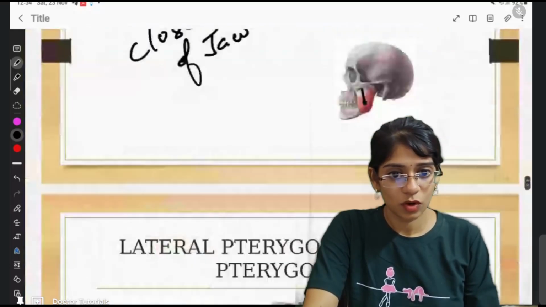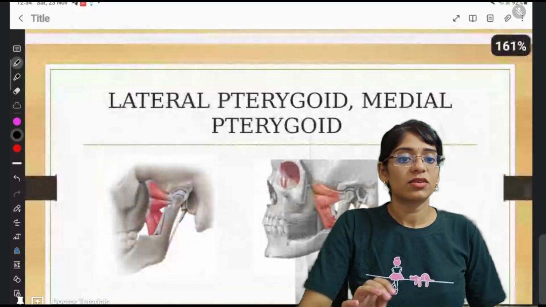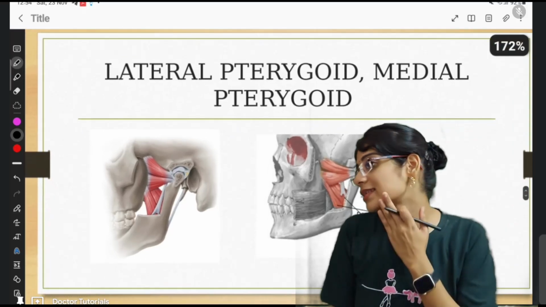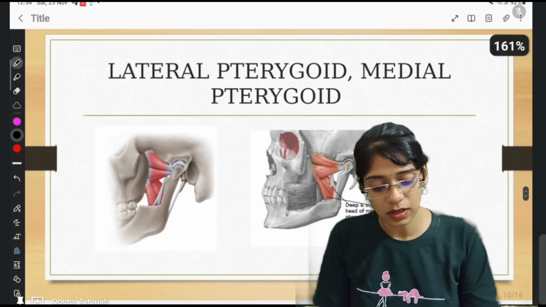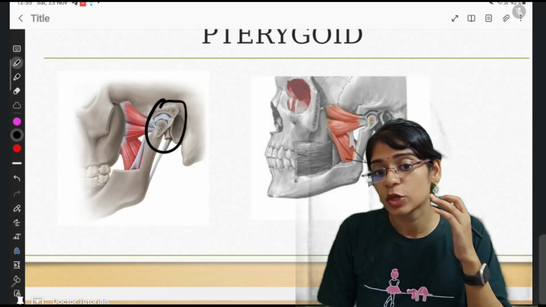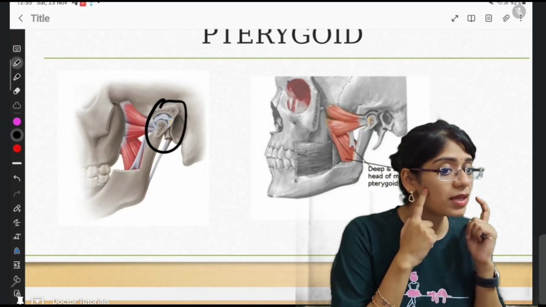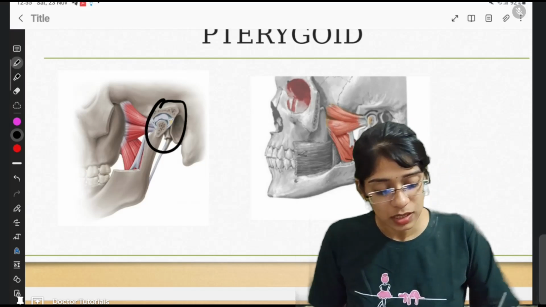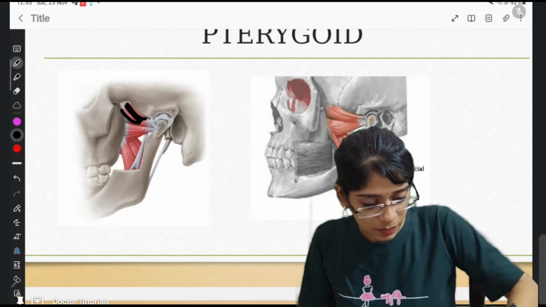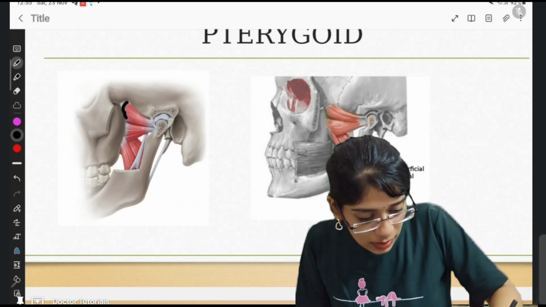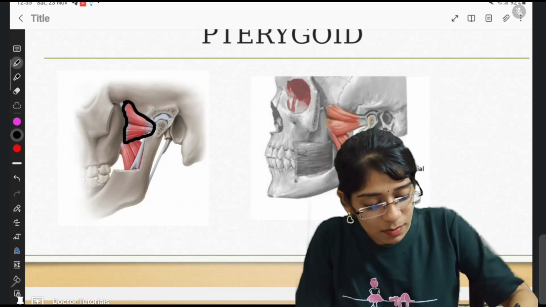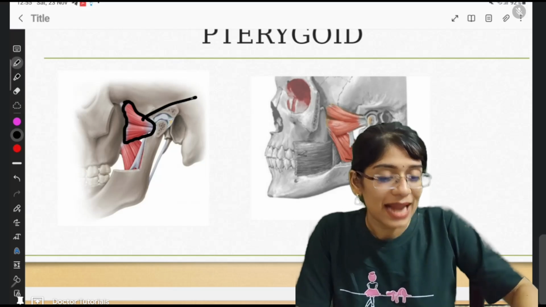Now guys, let's move on to lateral pterygoid and medial pterygoid. Again, this is the lateral view of the skull. You can see this part is called the temporomandibular joint. Now here you can see this muscle. These two that I have drawn, though it looks like two muscles, it is one muscle, that is nothing but your lateral pterygoid.